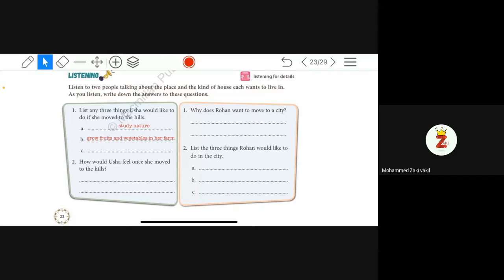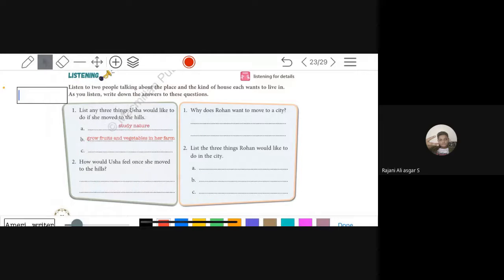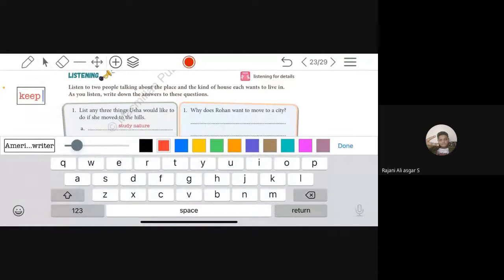Then, the third thing: keep some animals in her farm. Yes, keep some animals in her farm. That's my point. Her farm, not his.